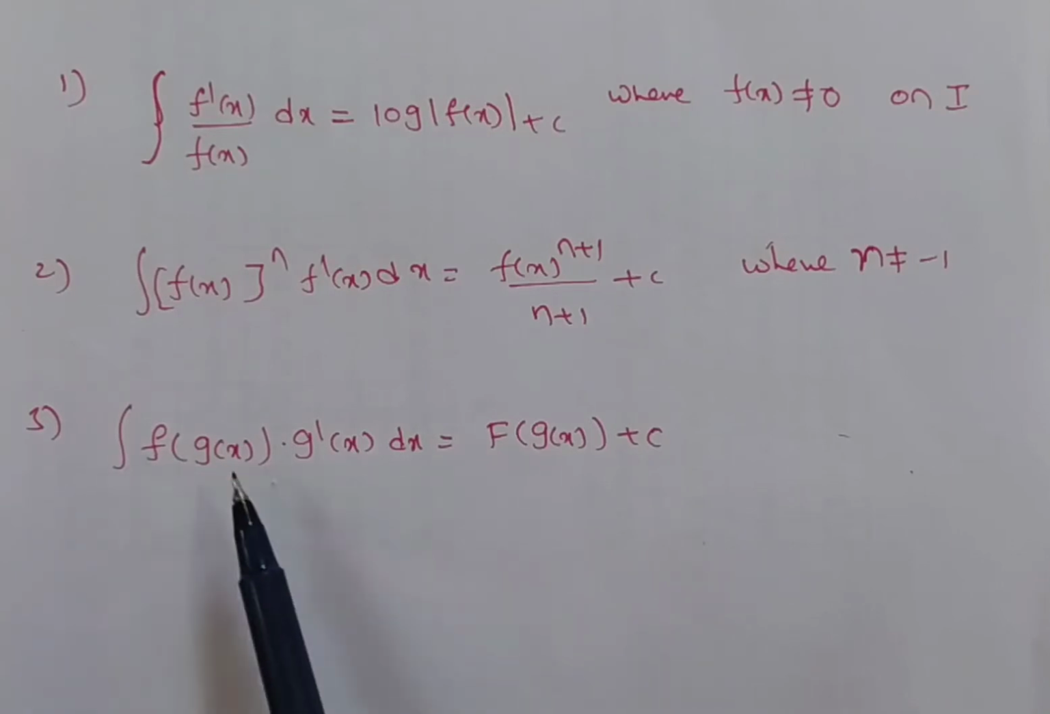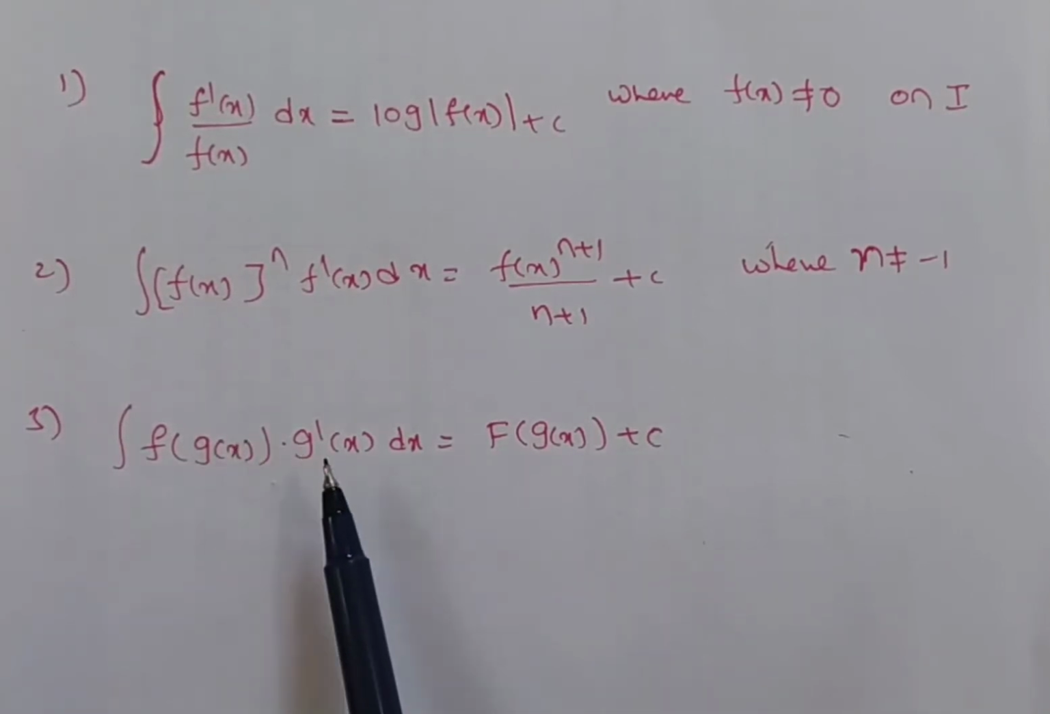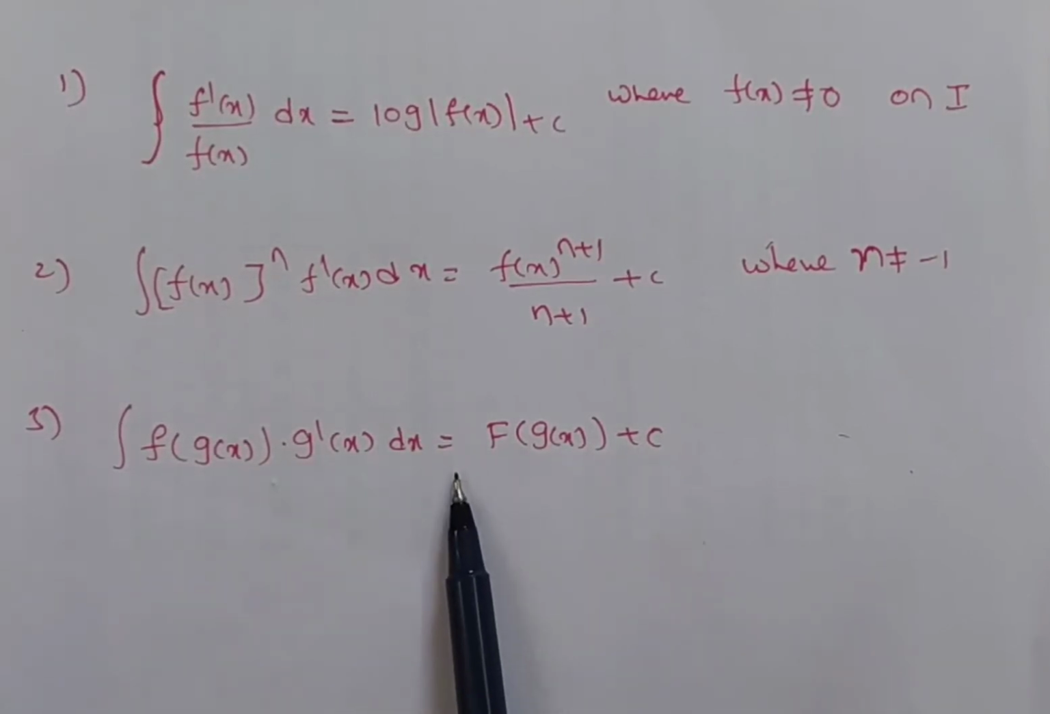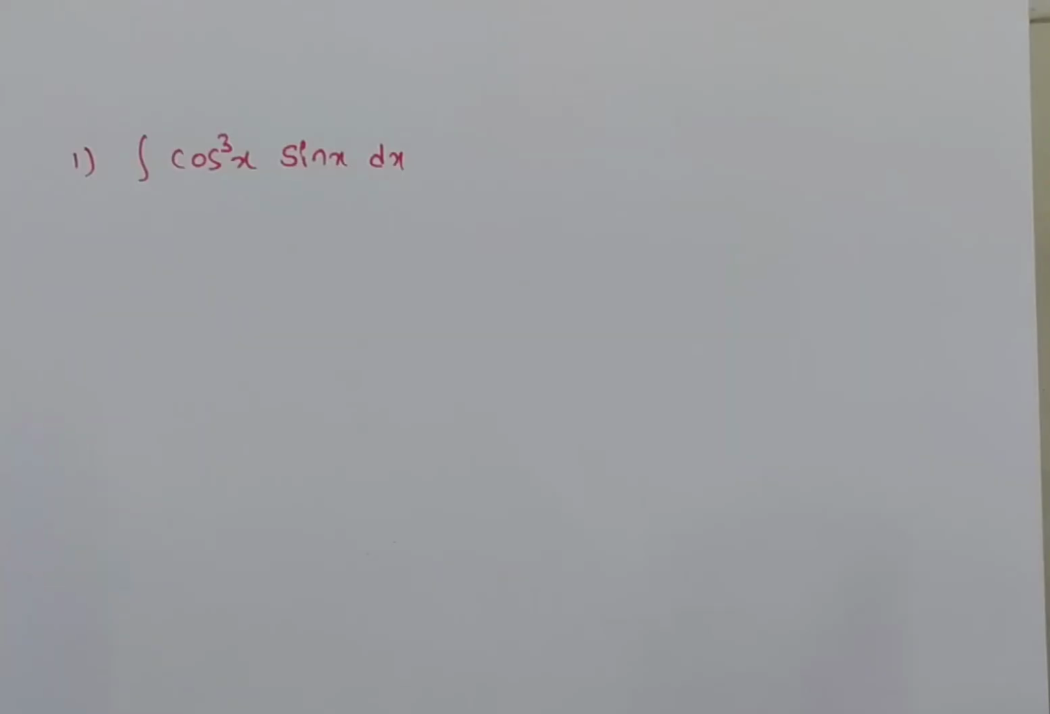Next, one more is there. Suppose a function of a function is there and this bracket is there. Here this bracket's derivative is beside. If the bracket derivative is beside, then you can apply integration of f only. Integration of f means capital F of the bracket. That's it. So these are the three formulas we are using to solve the above problems. Okay. Now coming to the first problem.